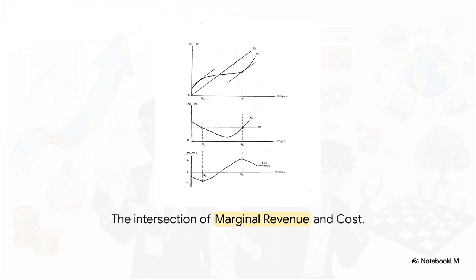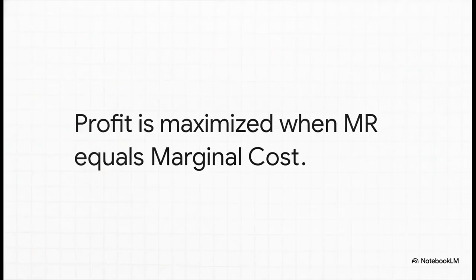If you look at the net revenue, or the profit curve, the exact point where that profit hits its absolute highest peak aligns perfectly with that intersection of cost and revenue. So, the absolutely crucial takeaway here is the golden rule of microeconomics. Profit is maximized exactly at the point where marginal revenue equals marginal cost, MR equals MC.